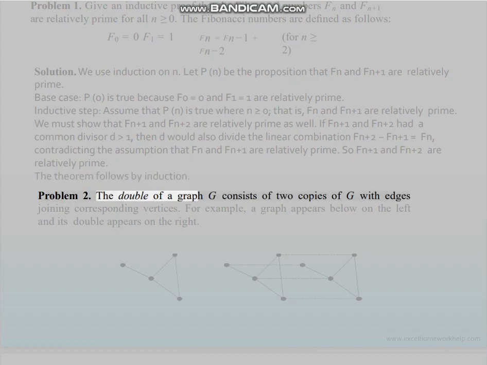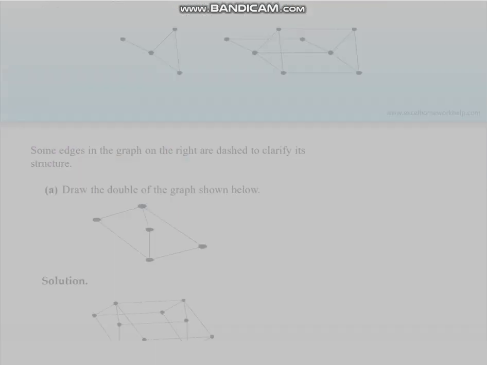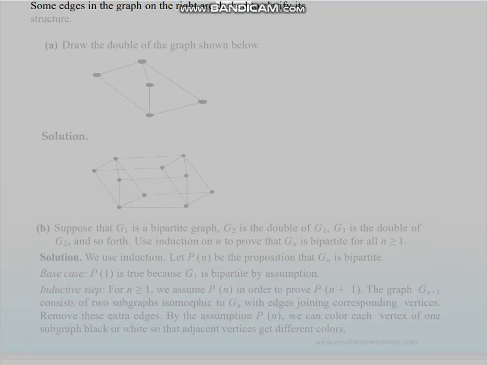Problem 2. The double of a graph G consists of two copies of G with edges joining corresponding vertices. For example, a graph appears below on the left and its double appears on the right. Some edges in the graph on the right are dashed to clarify its structure. A. Draw the double of the graph shown below.